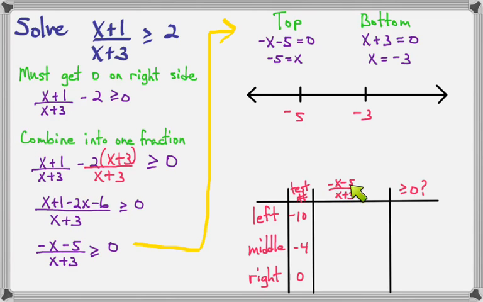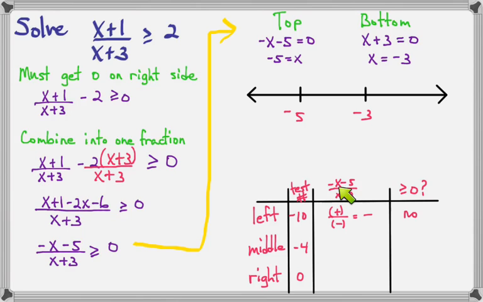Negative 10 minus 5 makes 10 minus 5, which is positive. Plugging negative 10 into the bottom, negative 10 plus 3 is negative 7. So a positive over a negative makes a negative answer. Is that greater than or equal to 0? No. Let's plug in negative 4.